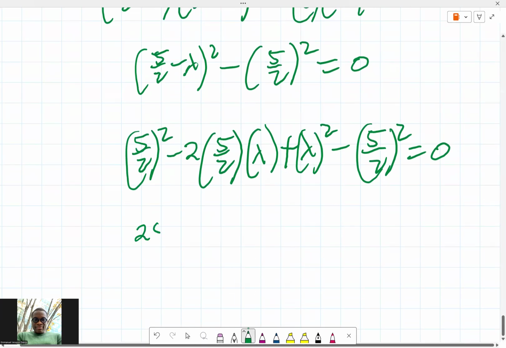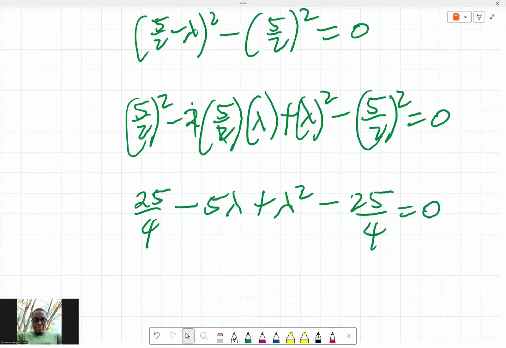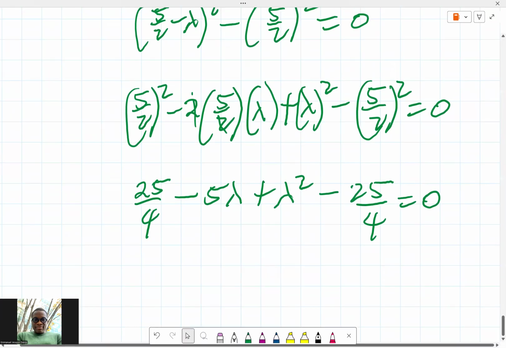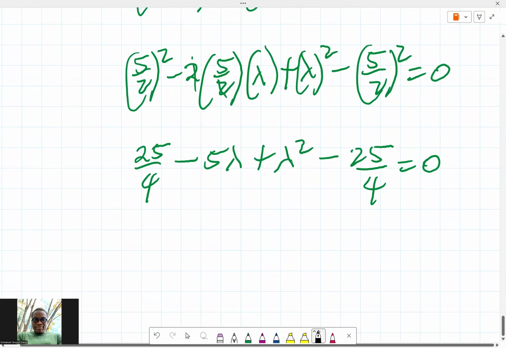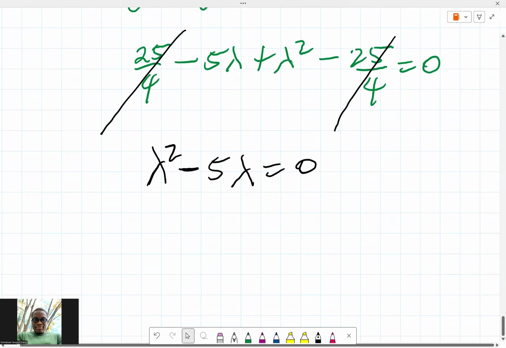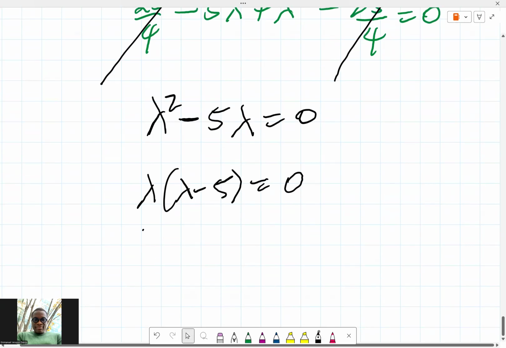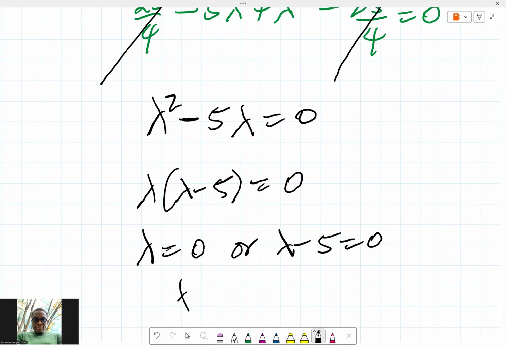So here, this is 25 over 4 minus, 2 cancels 2 now. That's minus 5 lambda plus lambda squared. Then this is minus 25 over 4 equals 0. Interestingly, that looks really easy. So this cancels this easily, and we just have lambda squared minus 5 lambda. This is easier than I expected. Lambda squared minus 5 lambda equals 0. So now we have lambda into lambda minus 5 equals 0. So we have lambda equals 0 or lambda minus 5 equals 0. That means lambda is equal to 0 or lambda is equal to 5.